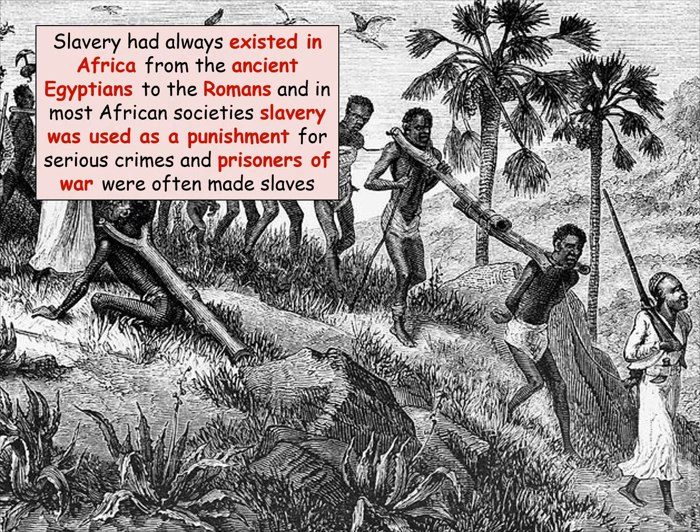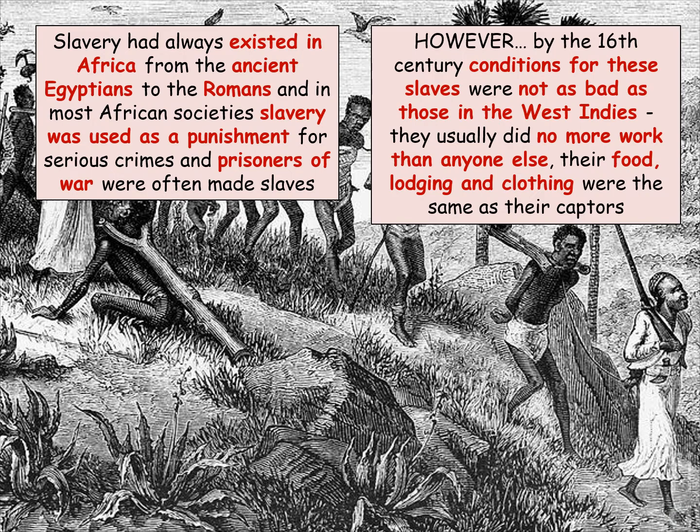So just a bit of a recap. In general, we know that slavery had always existed. It existed in Africa thanks to places like the ancient Egyptians and the Romans, bringing in slavery as a normal sort of way of life. And most African societies used slavery as a punishment for serious crimes or for prisoners of war. These people were quite often made into slaves.